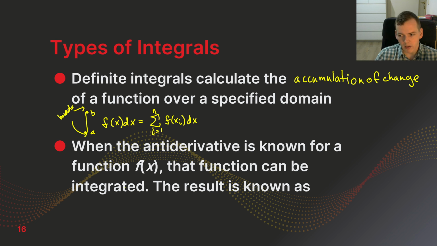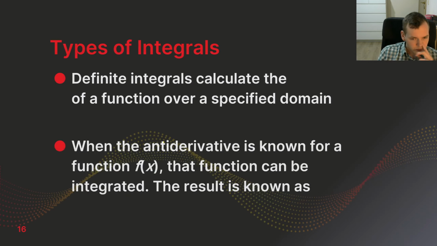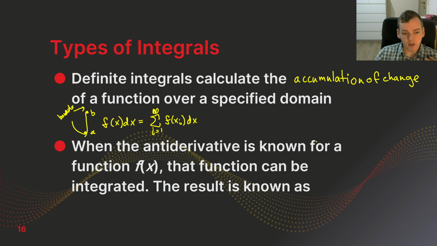So the definite integral can be calculated using a Riemann sum, using the infinite Riemann sum. That shouldn't be n, that should be infinity. Oops. If the antiderivative is known for a function, we'll talk about antiderivatives later, that function can be integrated. And this result is known as an indefinite integral.